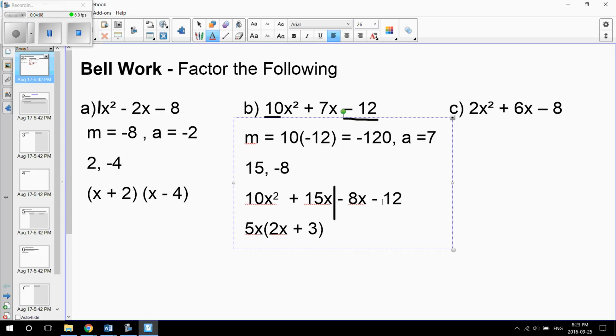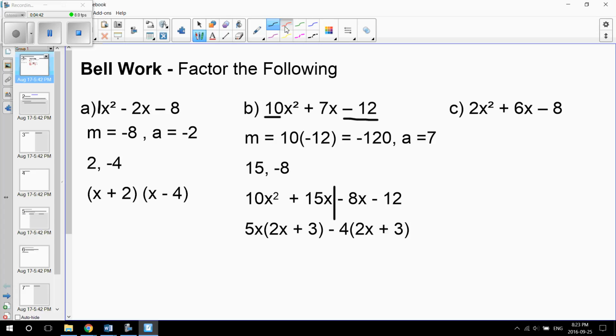Then looking at our second half here, we can see that we can take out a 4 out of both of these, and we're going to take out a negative 4 because remember, in this bracket it's all positives here, and we want our second bracket to be exactly the same. So we're going to take out a negative 4. So when we divide that out, negative 8x divided by negative 4 leaves us with a positive 2x, and negative 12 divided by a negative 4 leaves us with a positive 3.